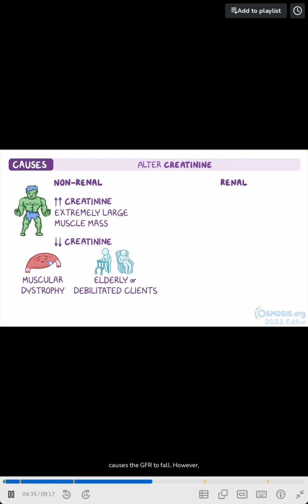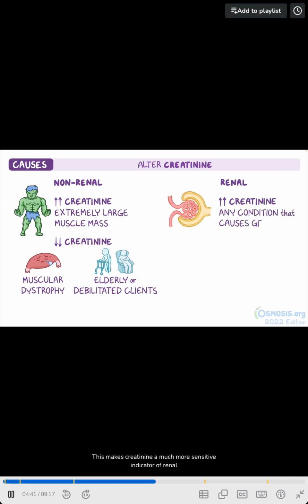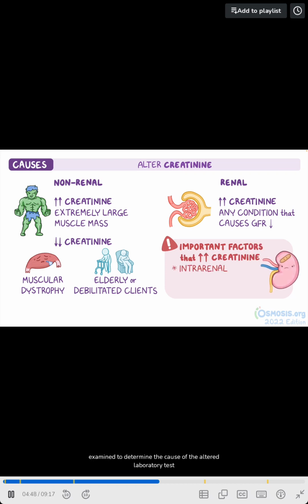And like BUN, creatinine also has an inverse relationship with the GFR, so it will increase with any condition that causes the GFR to fall. However, the most important factors that increase creatinine are intrarenal, or any condition that damages the kidneys. This makes creatinine a much more sensitive indicator of renal function than BUN.